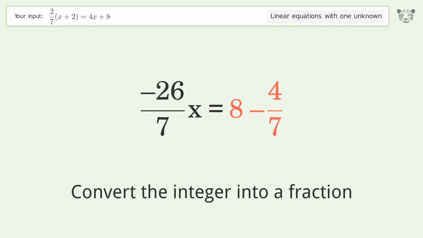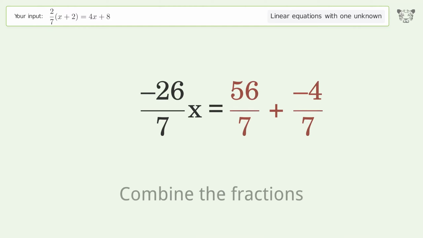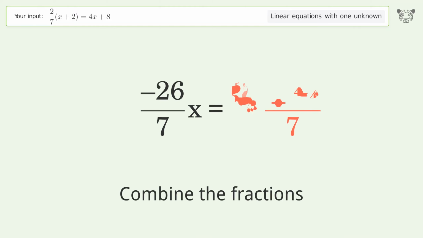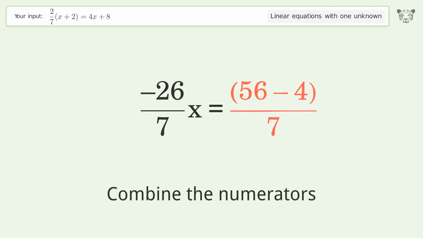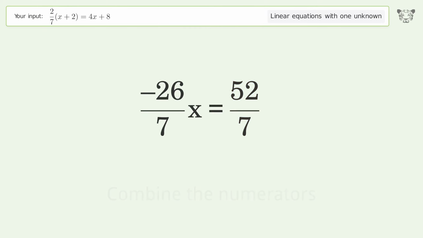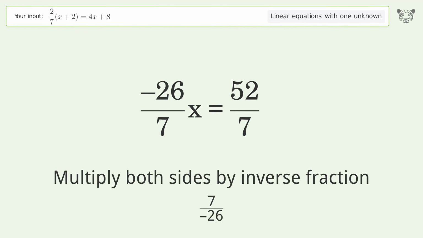Convert the integer into a fraction. Combine the fractions. Combine the numerators. Isolate the x. Multiply both sides by inverse fraction 7/-26.